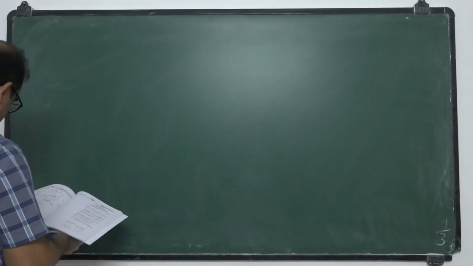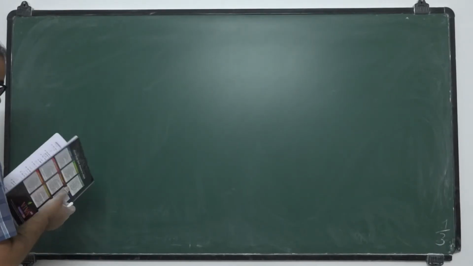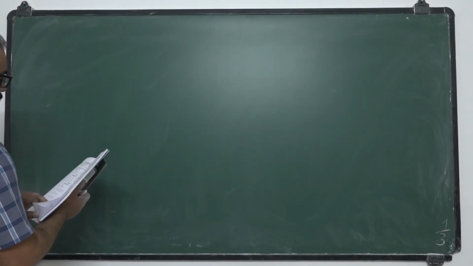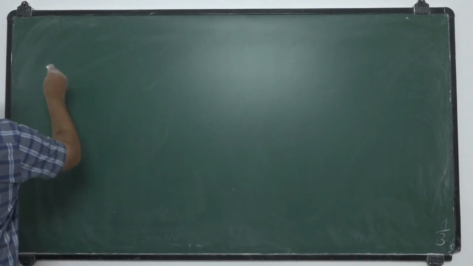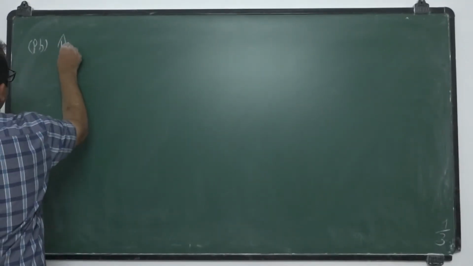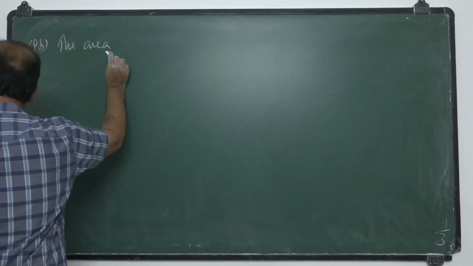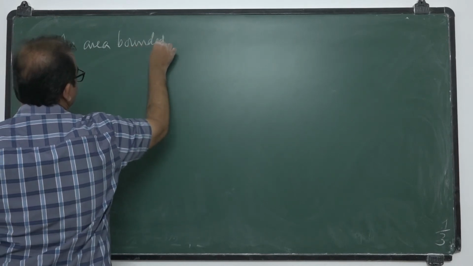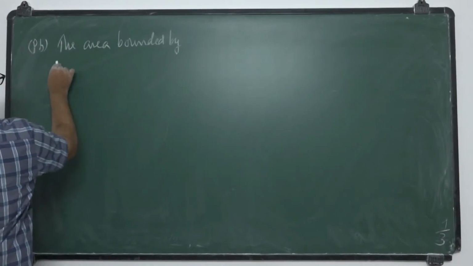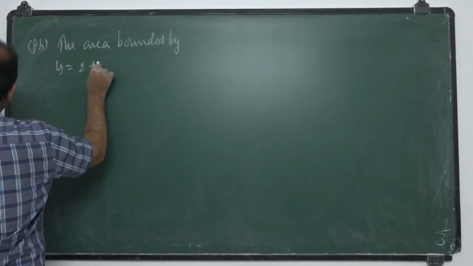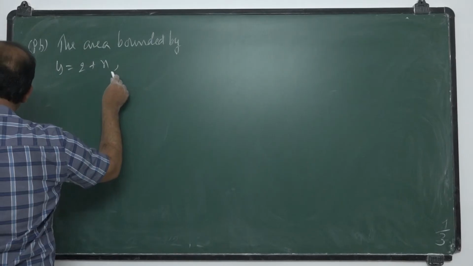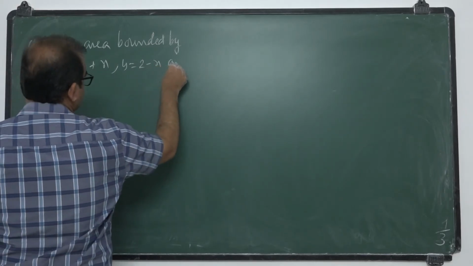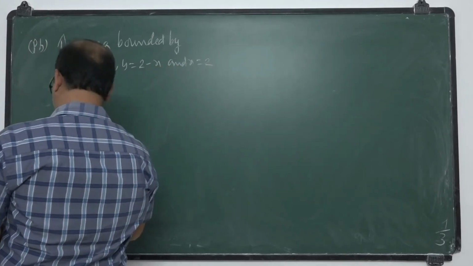Next, the area bounded by y is equal to 2 plus x under the lines y is equal to 2 minus x and x is equal to 2.